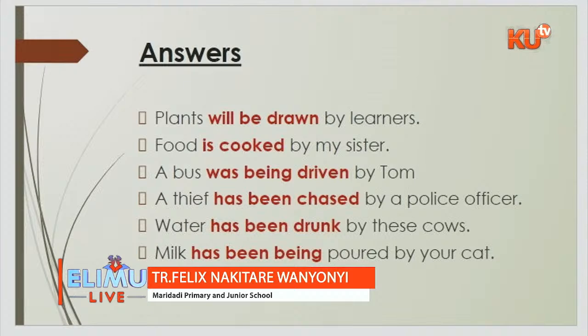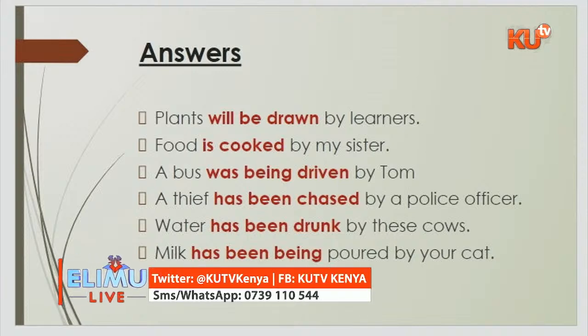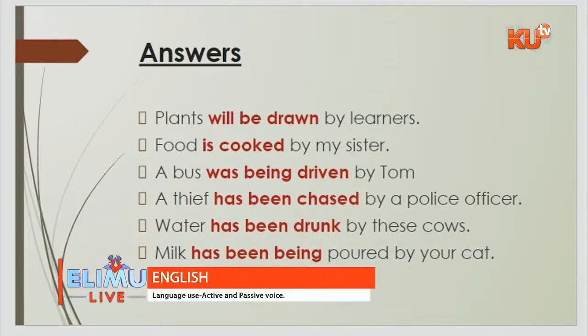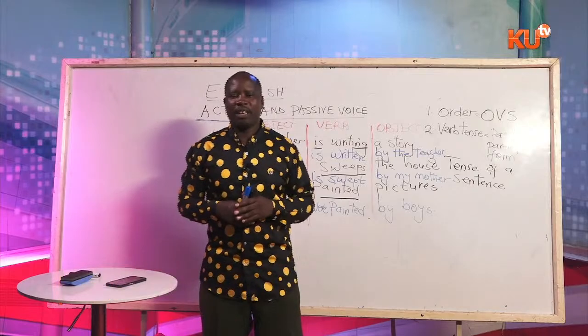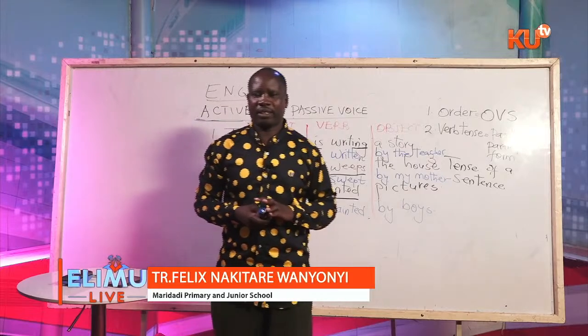Water, these cows have drunk water. Water has been drunk by these cows. Then finally, your cat has been pouring milk. Milk has been being poured by the cat. So I hope you have been able to score at least, if very bad, then 4 out of 6.